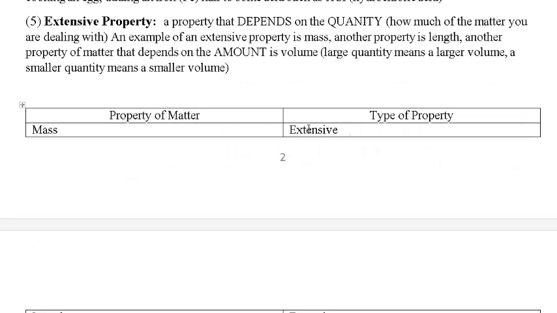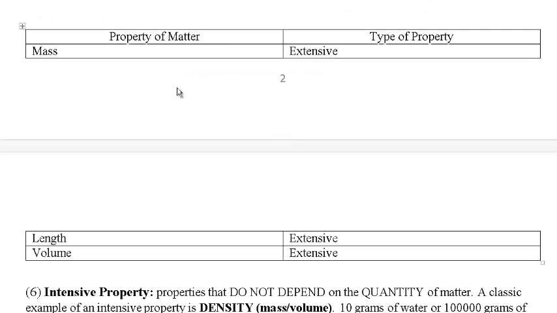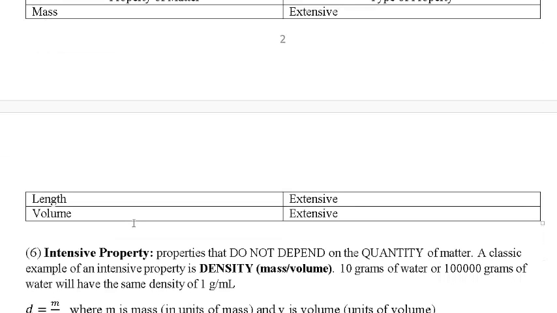Extensive properties are properties that depend on the quantity or the amount of the substance you're dealing with. So when you're dealing with an extensive property, quantity matters. The amount matters as well. So examples of extensive properties are shown below in this little small table. Mass is an extensive property. Length is an extensive property. And volume is an extensive property.